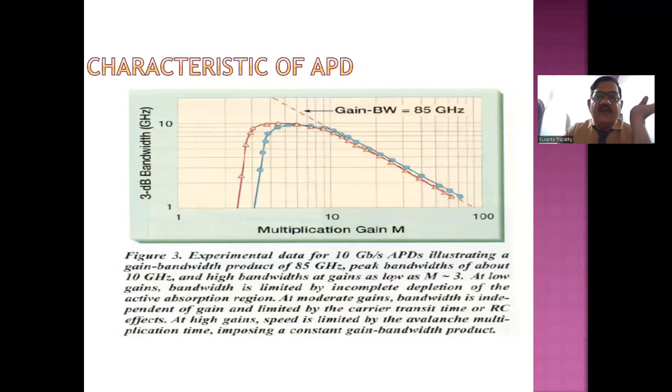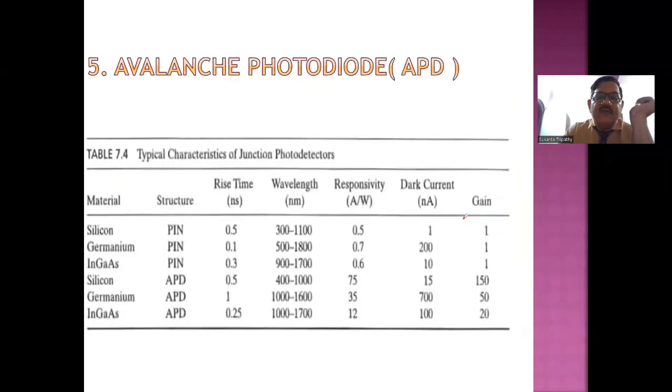And as you can see from this graph, when this multiplication gain is increasing, the 3 decibel bandwidth is also decreasing. In fact, initially it will increase, then there will be saturation, and thereafter there is a decrease in the value of 3 decibel bandwidth. So there should be a compromise between the multiplication gain and the maximum frequency up to which you can use this photodetector. These are some of the materials which are used for photodetection.